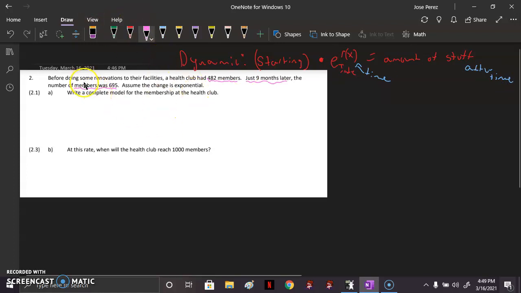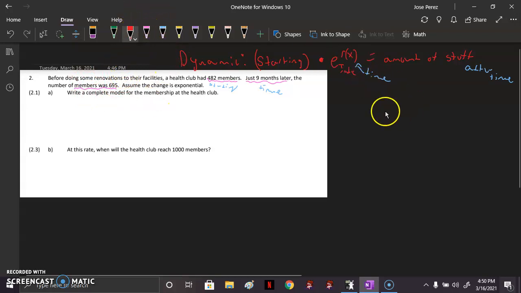But what we have here is that before doing some renovations to their facilities, a health club had 482 members. Just 9 months later, the number of members was 695. Assume the change was exponential. So I already underlined it, but the important stuff is 482 members, which is the starting amount input. Sorry if you can't see that, it's really tiny. And then just 9 months later, which is the time, and then 695, which was the amount of stuff after time.